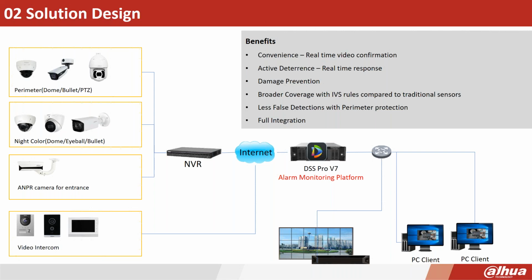So just the benefits again, you get the real-time confirmation, active deterrence, even with cameras with strobe lights, or even the two-way talk. So you're having the damage prevention before it even happens. It is broader coverage with our IVS rules as compared to traditional sensors, and we get less false detections with our perimeter protection.